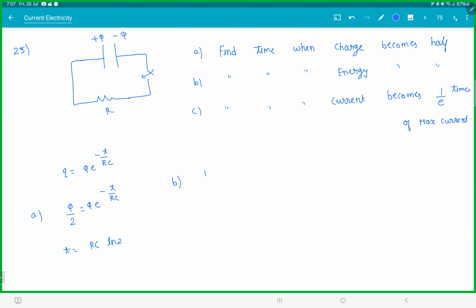The second part, we know energy is nothing but Q square by 2C. That means for half energy, Q must have become Q0 by root 2. It was the exact same question in damped oscillation, energy half. So Q0 by root 2 is equal to Q0 into e power minus t by RC. Q0 gets cancelled, put ln on both sides. You end up with t is equal to RC by 2 ln 2.